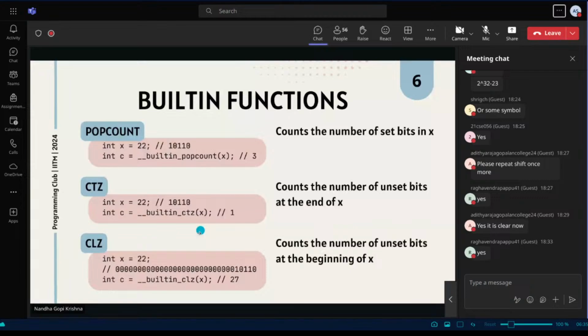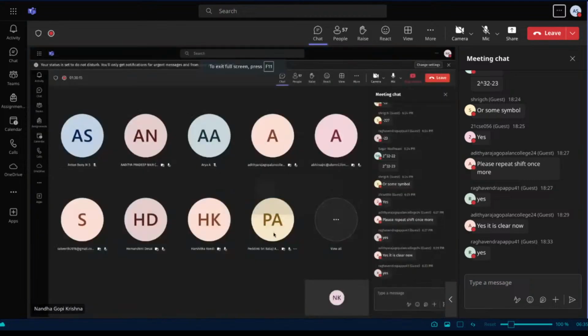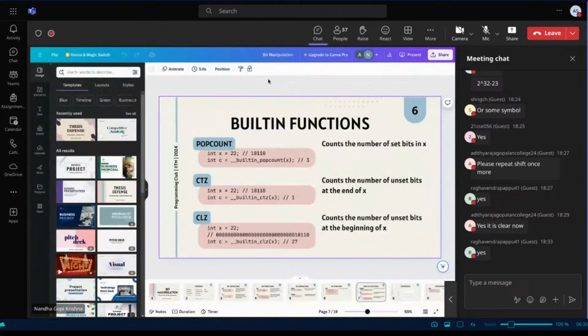Over here, it counts the number of unset bits from the beginning of X. So over here, there are 27 unset bits. See, over here, there are 5 bits. This one is the fifth bit from the left. So over here, there are 27 bits that are 0. That's what this prints out. Is this clear? Okay, I'm hoping it is.